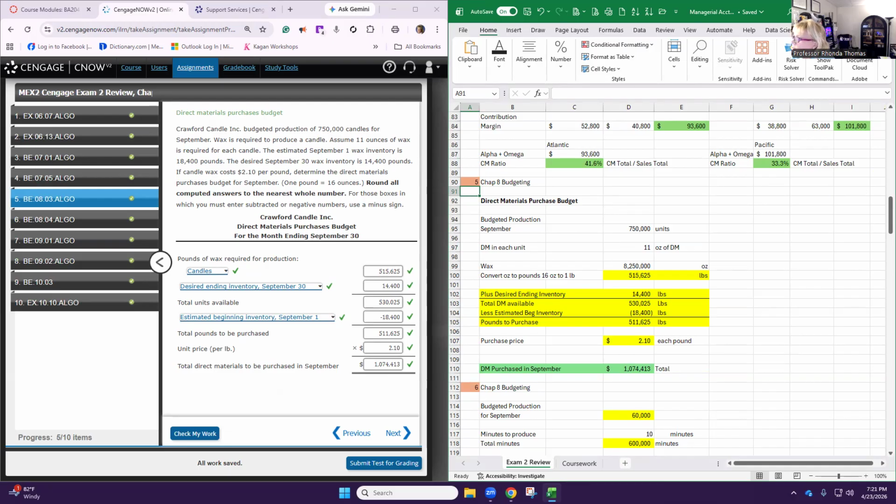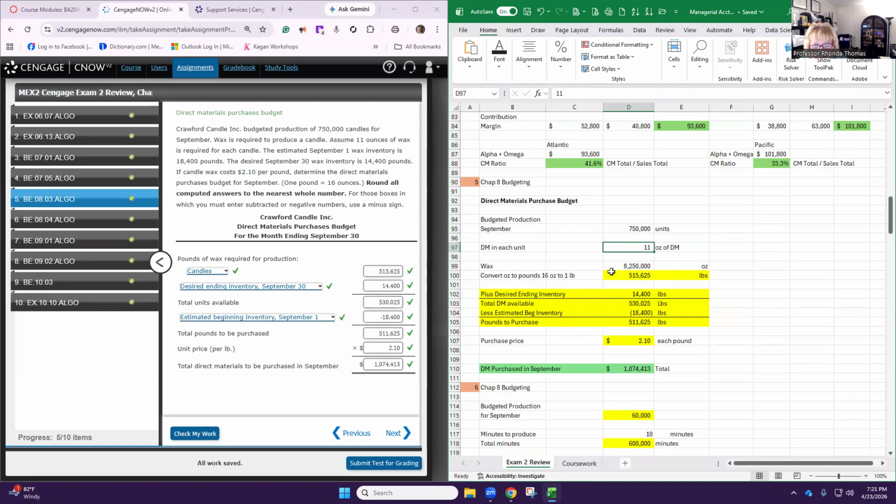Okay. So let's see what they say. It says Crawford Candle budgeted production of 750,000 units. Notice I put that down. It's important to realize how many they're budgeting for production, because you have to know that to get to what we're about ready to do. It says, and this is for the month of September, wax is required to produce a candle, and their standard is 11 ounces of wax for each candle.